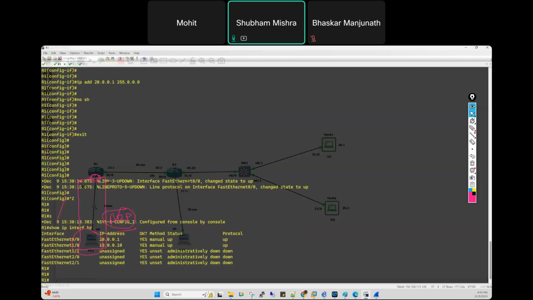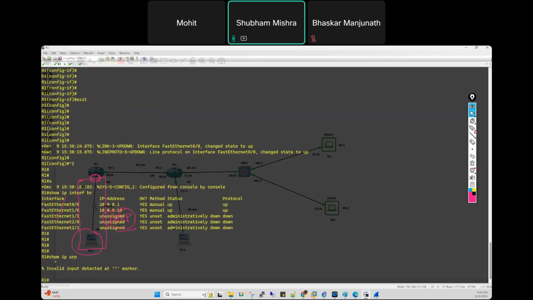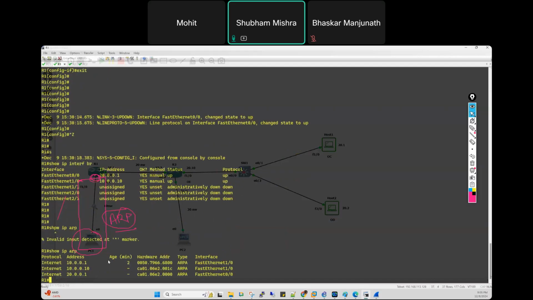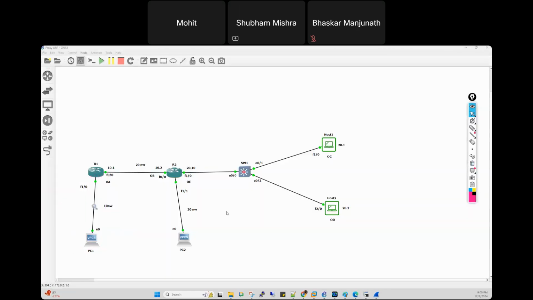Even come to router one. If you write the command show ip arp, on PC number 1 here, what is the IP address? 10.1. So for 10.1, the router knows the MAC address. Yes or no? So this proves that between the router and this PC, ARP is successfully exchanged. Done? But still PC number 1 is getting the reply: host is unreachable. Why? What is the reason?